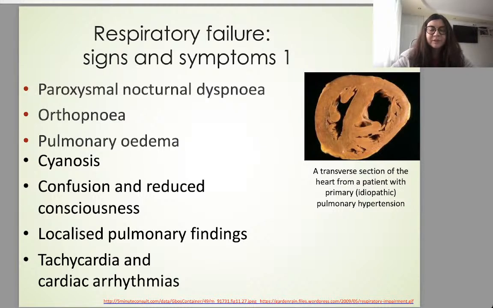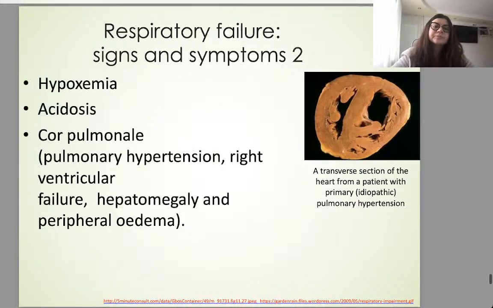and cardiac arrhythmias. And you see here on the slide the interesting picture of this transverse section of heart from the patient with primary idiopathic pulmonary hypertension. You see how a hypertrophy, how thick, mostly due to the right side, this muscle is. Moreover, signs and symptoms can include hypoxemia, acidosis, cor pulmonale due to pulmonary hypertension, right ventricular failure, hepatomegaly, and peripheral edema.